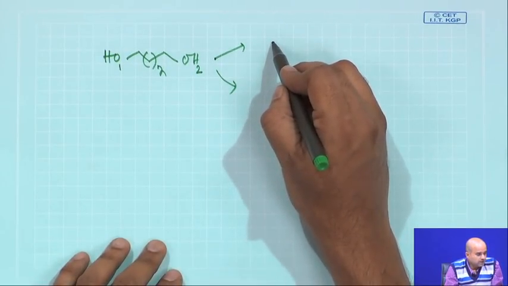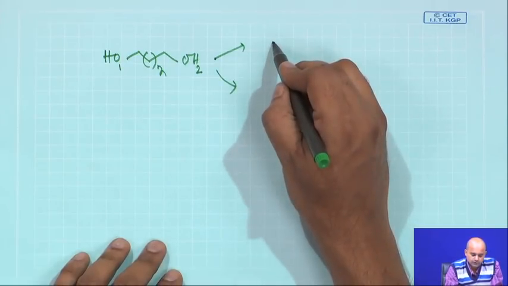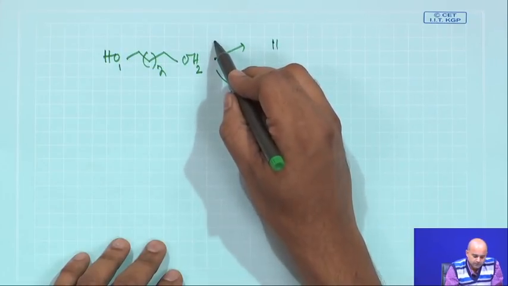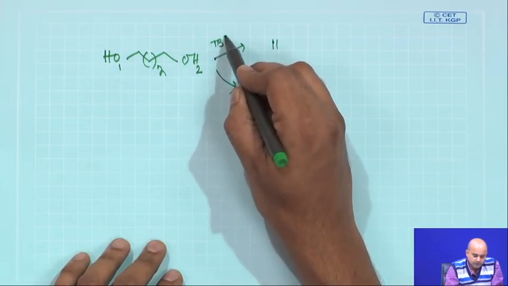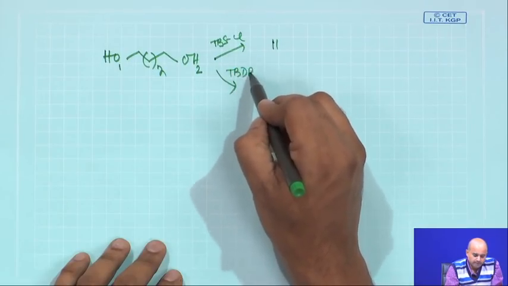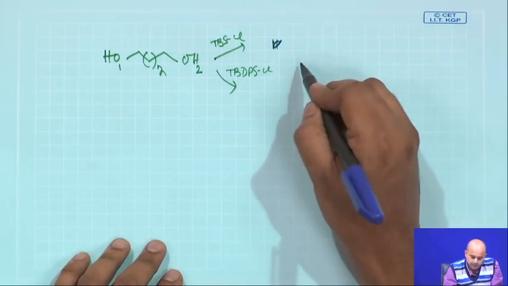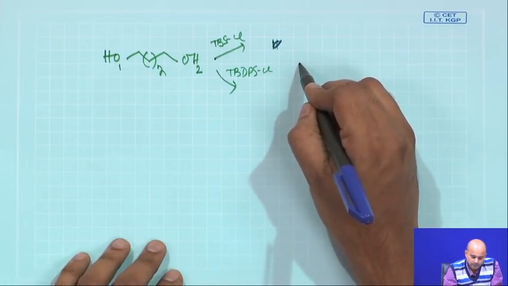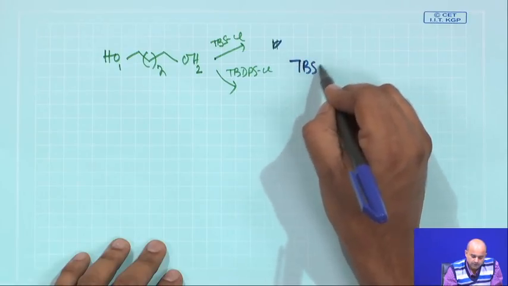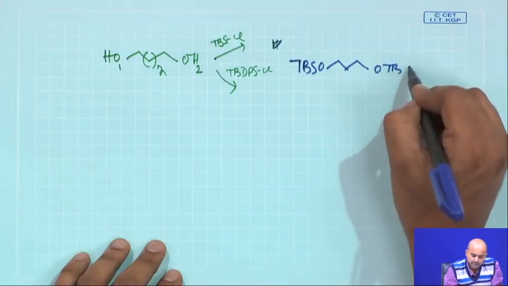Now, there are different ways you can basically do this reaction. I say OH1, you first react with TBS chloride followed by TBDPS chloride. Both the reagents were used together, and then what product will you get? One end is TBSO and another end is OTBDPS.